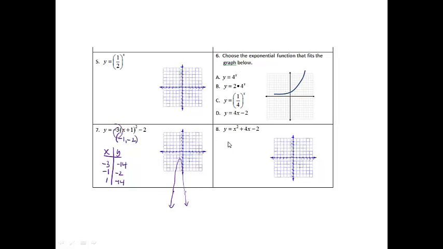Okay, the next one, y equals x squared plus 4x minus 2. I also know that this one's going to look like a U because it's quadratic. And so this one we have to find the vertex. So if you remember, we're going to put a equals and b equals. A will equal 1 because nothing's in front of the x squared. B will equal 4. And then if you remember the formula we used, it's opposite b over 2a.